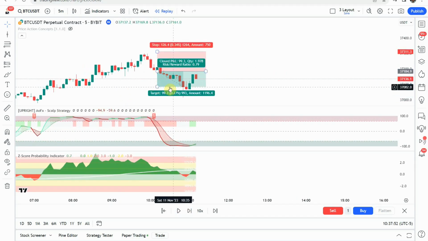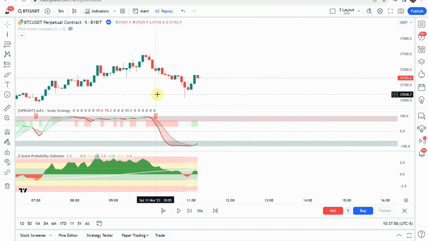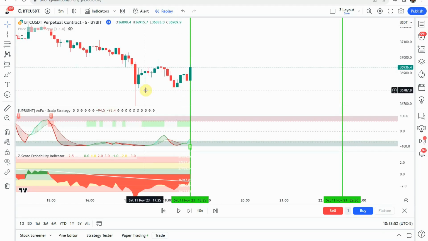And you can see that we come down really nicely and got to our take profit. Let's go ahead and look at a long trade. For the long trade, we have the Z-score probability that has broke to the downside into that red zone right here. We then get a B tag or a buy tag, the green B tag from the Academy of Forex indicator right there.